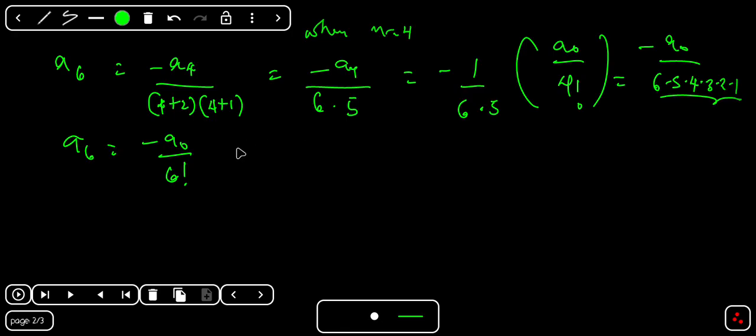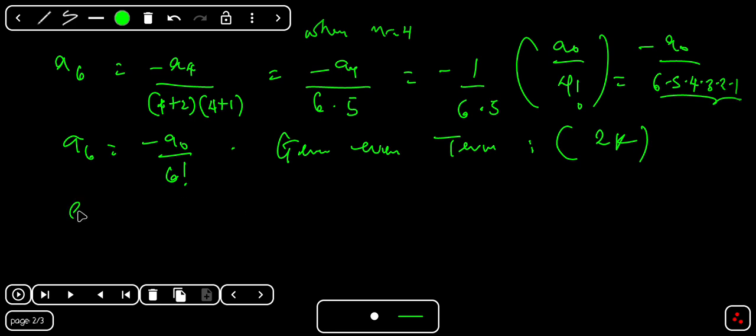So in general form, the general even term. Even number is 2 times k, where k is an integer. So we have 2 multiplied by k. Okay, sorry, even numbers. So we have a2k, and it's equal to minus 1 raised to the power of k, then multiplied by a naught over 2k factorial.